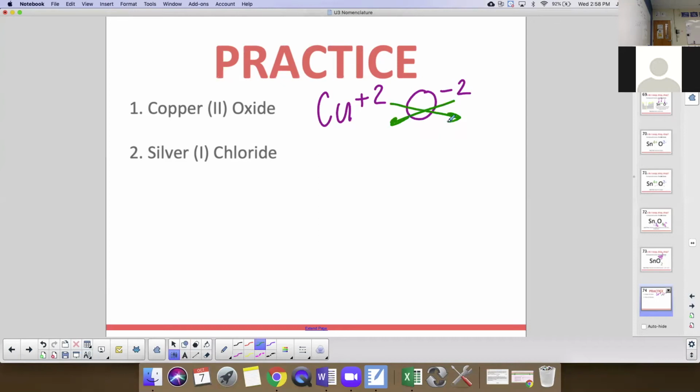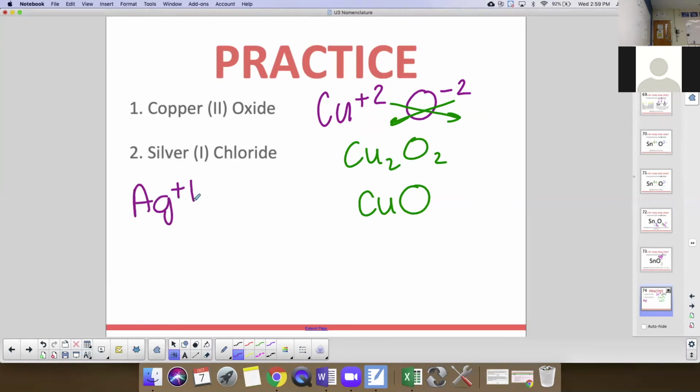So it's CuO. Why is it CuO? Because my 2's cancel out. So that's the same example there of why the 2's go away. All I did was reduce them to 1's. All right, now let's look at silver chloride. Silver is Ag. What's my charge? 1. Chloride is -1. Yep, and so we're going to swap and drop.